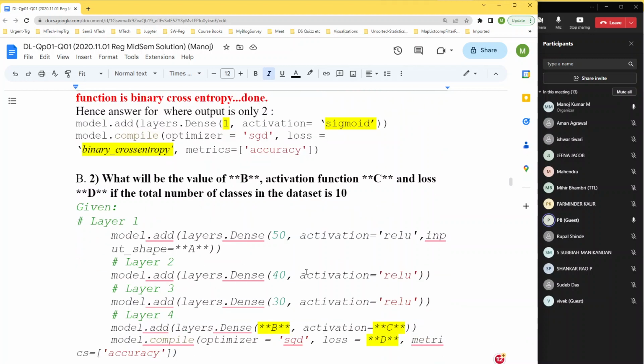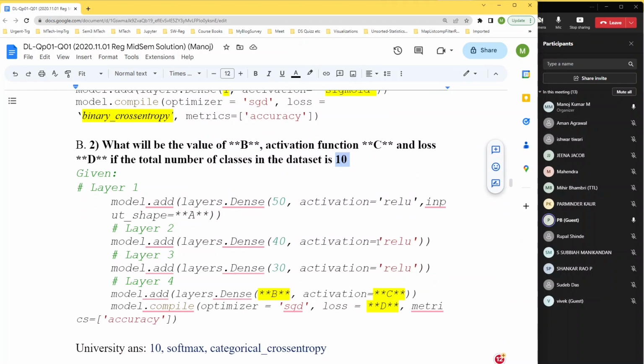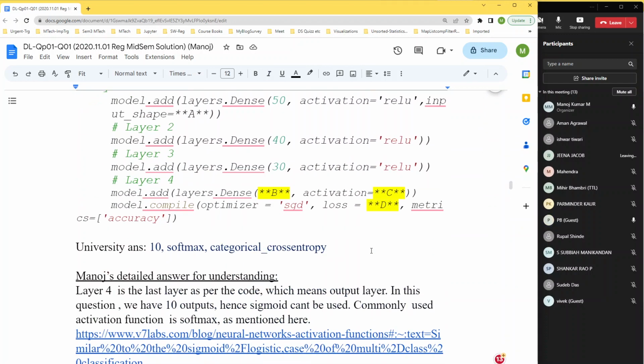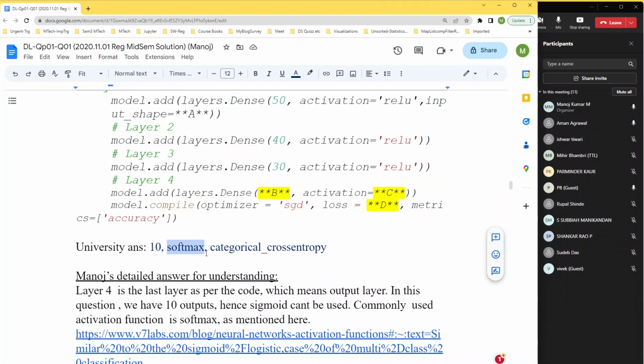Then the B part has one more question. What will be the values of B, C and D if the total number of classes in the dataset is 10? So again, here we cannot use the sigmoid. It's called softmax. First of all, the number of neurons has to be 10 because it's the output, right? We need 10 different classes. So 10 is the first answer. Second one is the activation function, and we are using softmax.